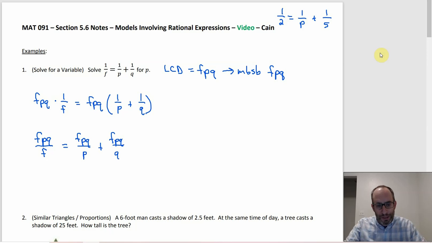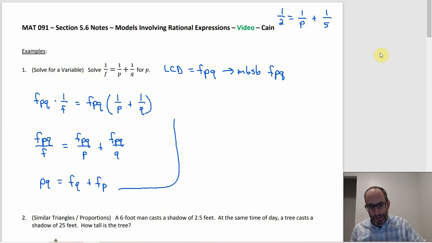And then we can cancel some stuff, or you could just view it as dividing out, to where on the left side, those f's are going to divide out, and you'd have p times q. Then on the right, that first term, you'd have f times q, since the p's are going to divide out. And on the second one, the q's are going to divide out, so you'd have f times p. So this is where we are right now. I can bring this over and up and recopy it.